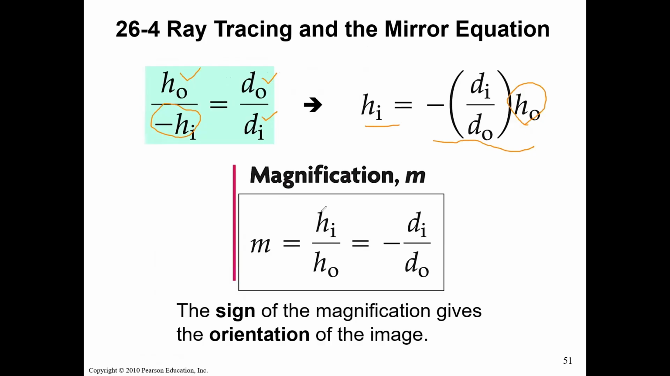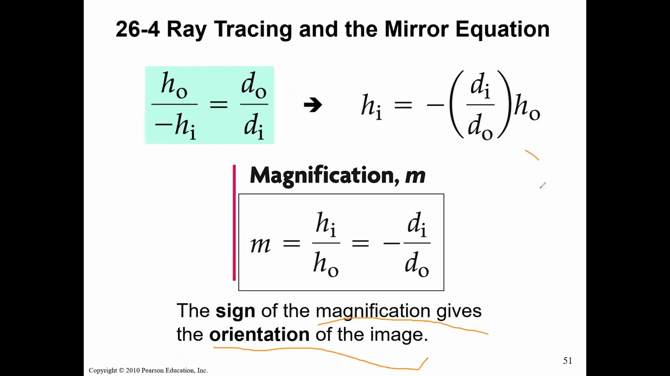And we further define a magnification. Magnification is just H sub I divided by H sub O. So basically, you have an object of size H_O, and then you form an image of size H_I, and you want to know the ratio between the image size and the object size. This is the magnification. And there is a sign in here. The sign of the magnification tells us the orientation of the image.